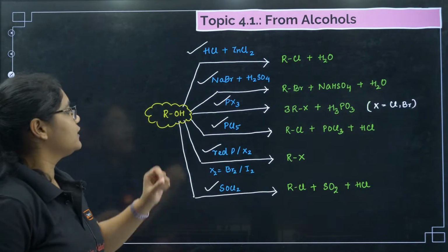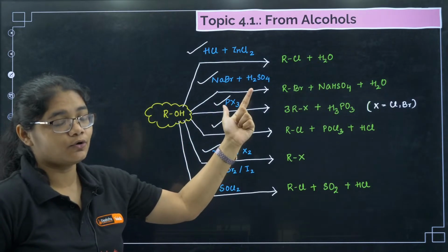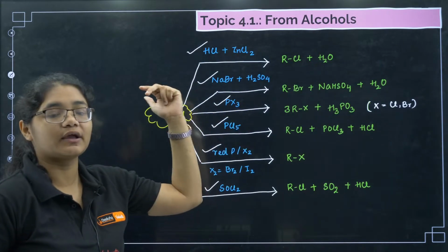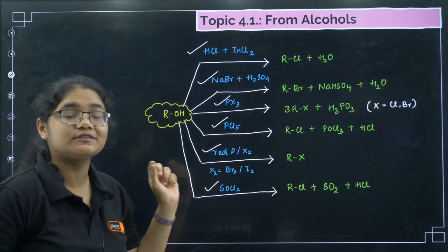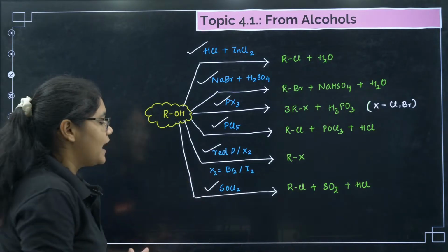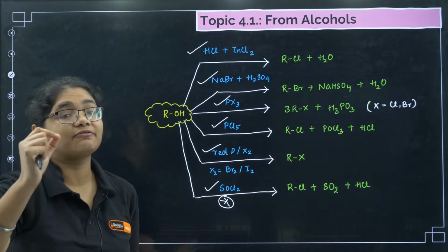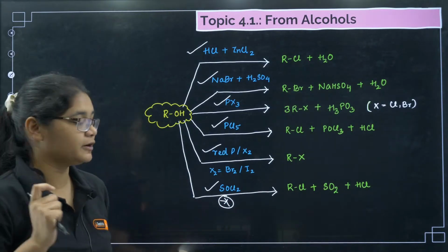First one, we can use HCl with ZnCl2, you can use NaBr with H2SO4, you can use PCl3, you can use PCl5, you can use X2 with red phosphorus, and lastly we can use SOCl2. What we have to remember about this SOCl2 is that this is the most preferred method. Why is this the most preferred method?